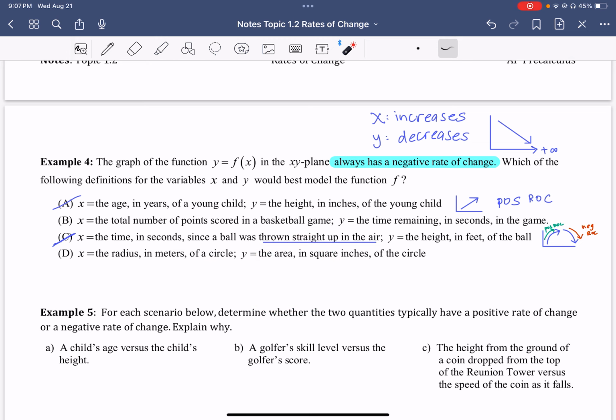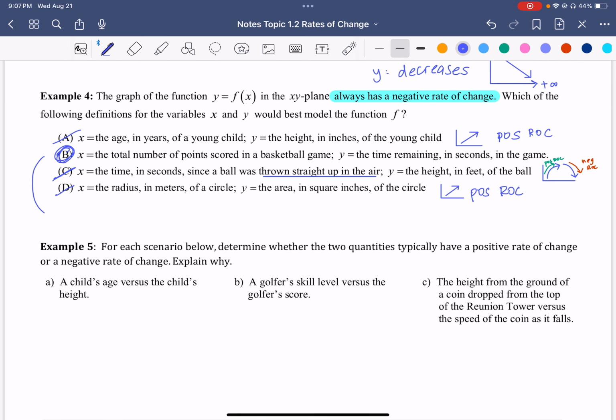So since X and Y are both increasing or they're both decreasing, this would also be a positive rate of change. So it's going to be going up just like answer choice A was. So this is a positive rate of change, so D cannot be the correct answer. So that means that B is in fact the correct answer because as the number of points is increasing, your time left in the game is decreasing. And I can write that down.